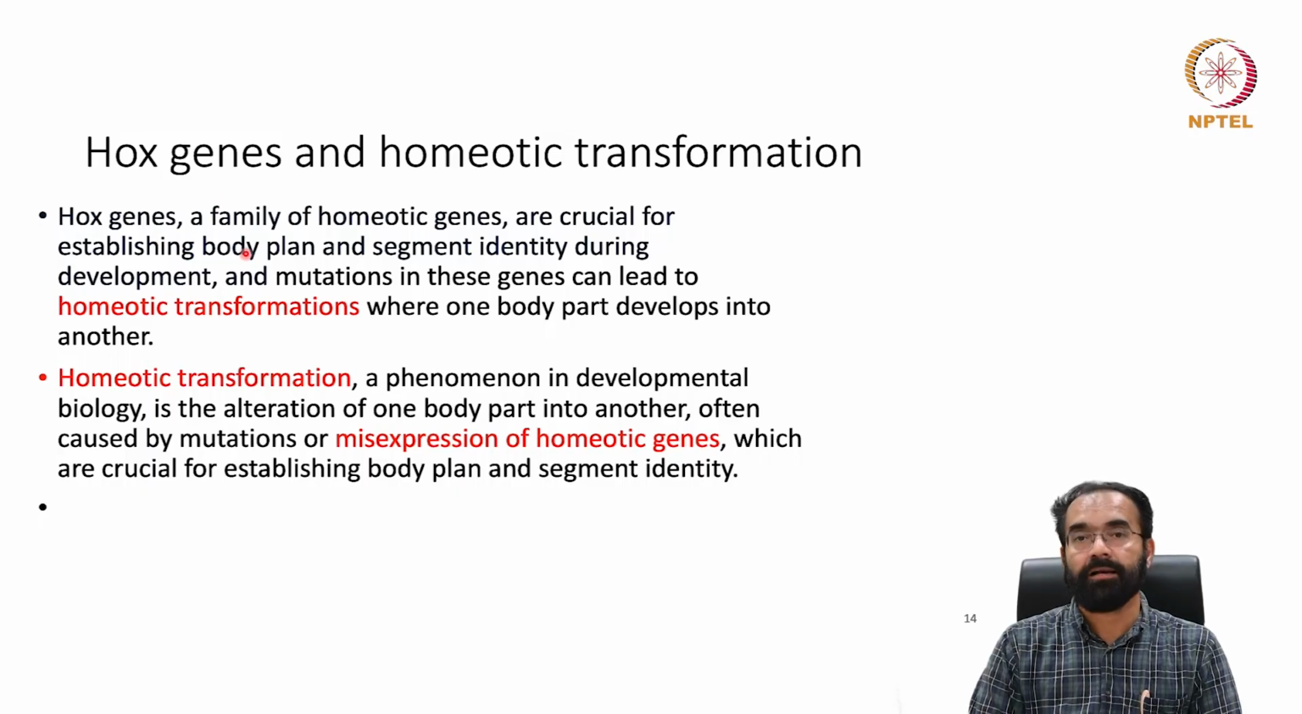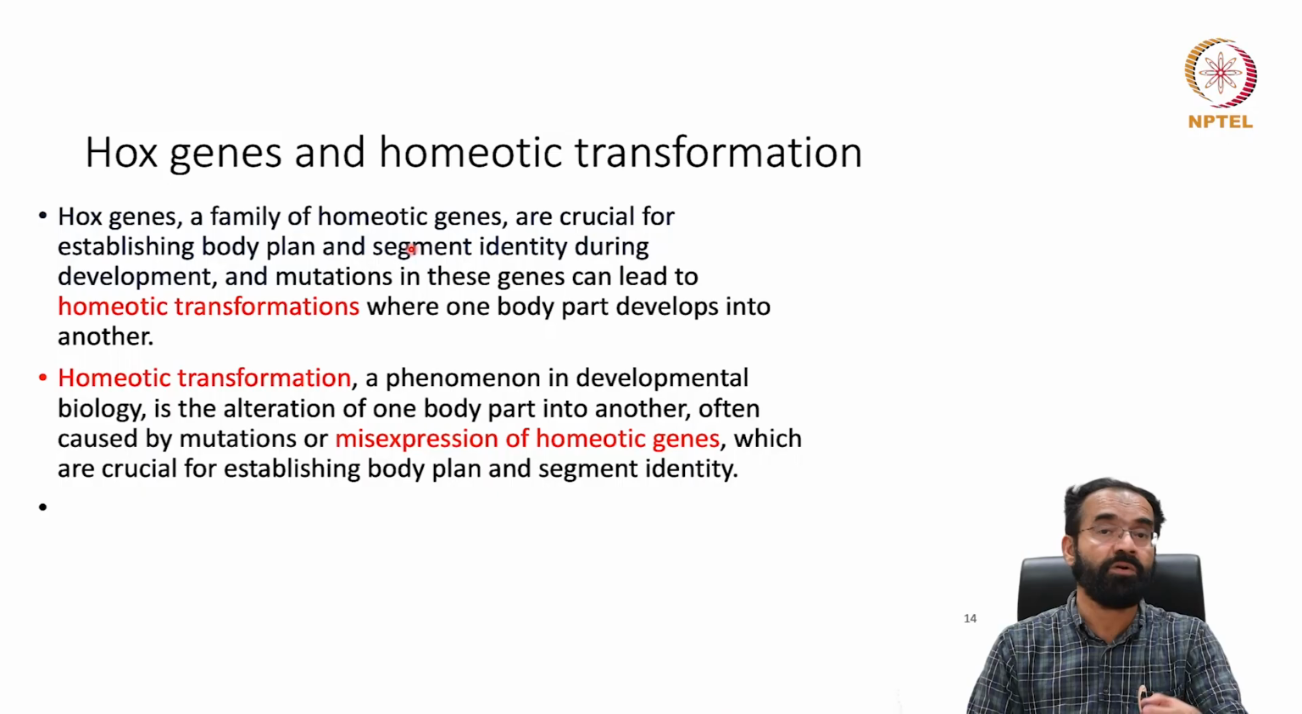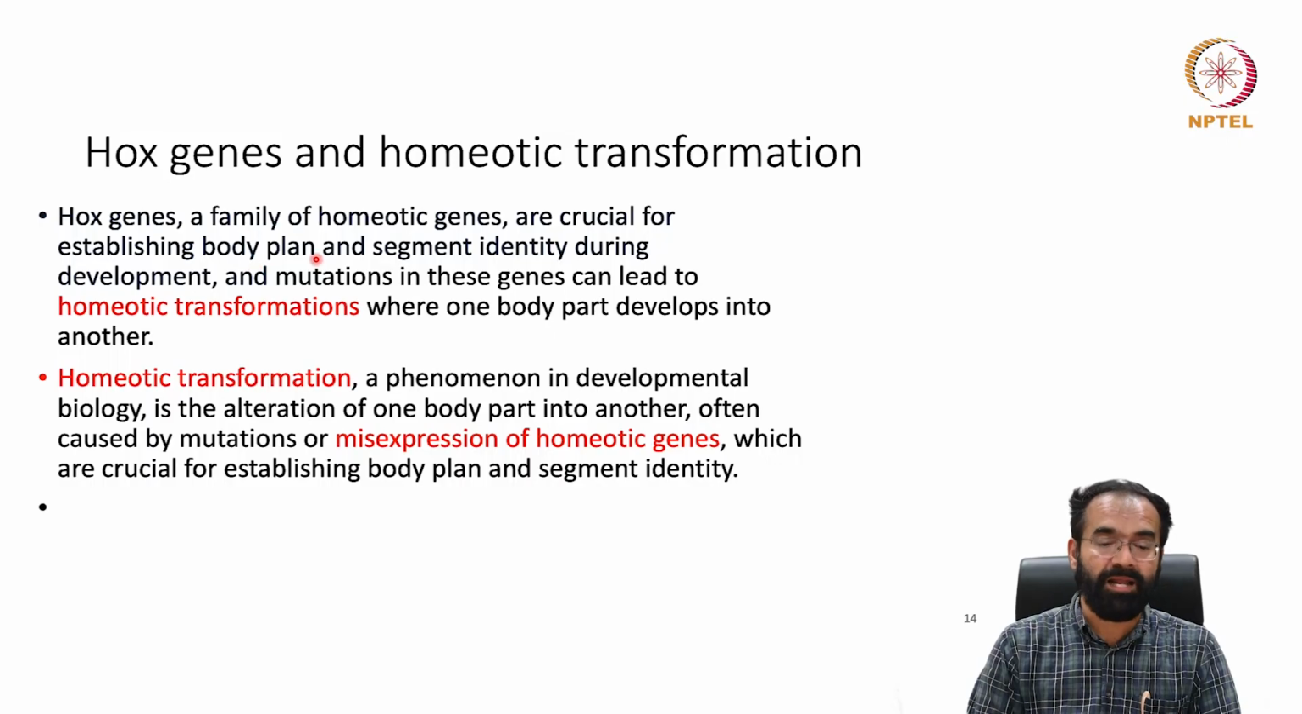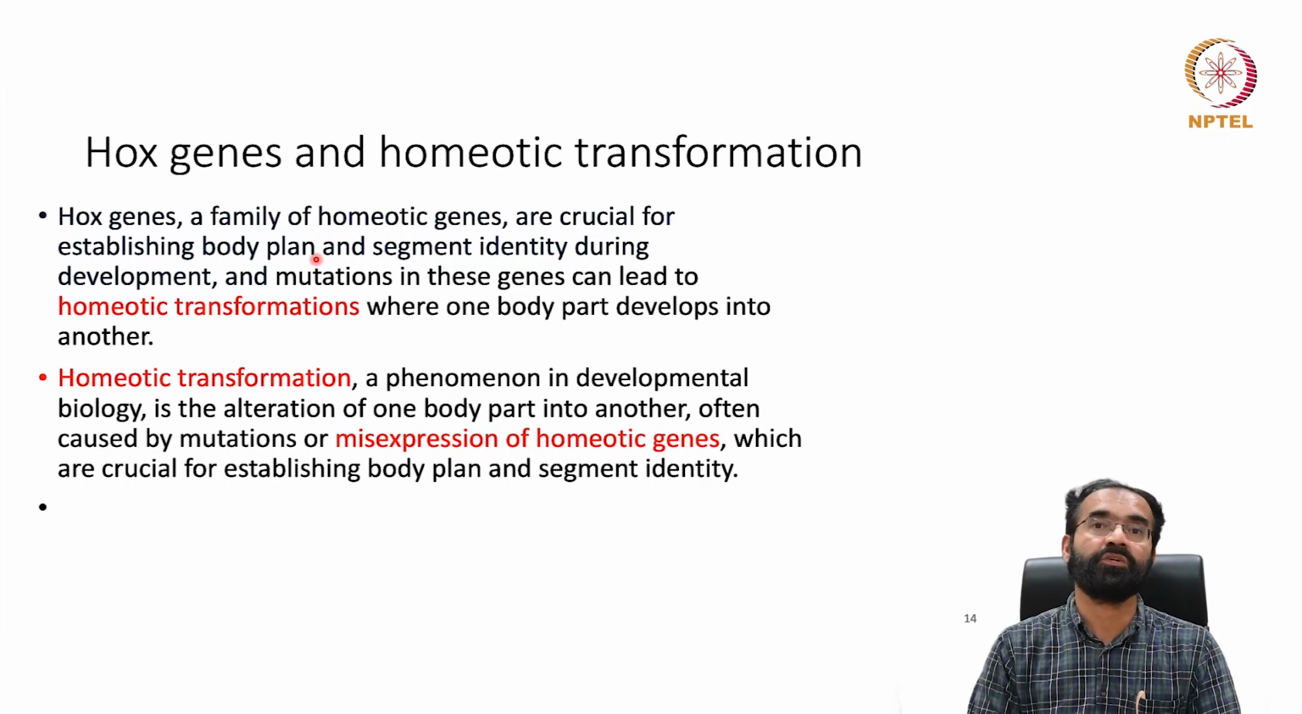Hox genes are a family of homeotic genes, because these Hox genes are necessary for differentiation or even the formation of a whole embryo itself. They are crucial for establishing the body plan. Body plan basically means you have only one nose, you have only 2 ears, 2 eyes, only 2 hands, only 2 legs.